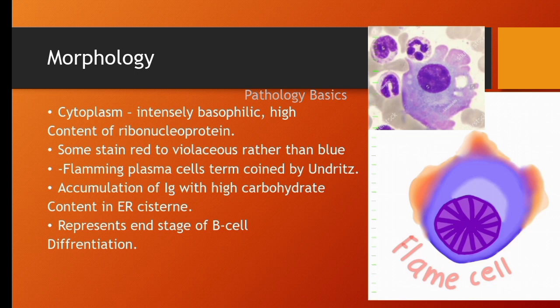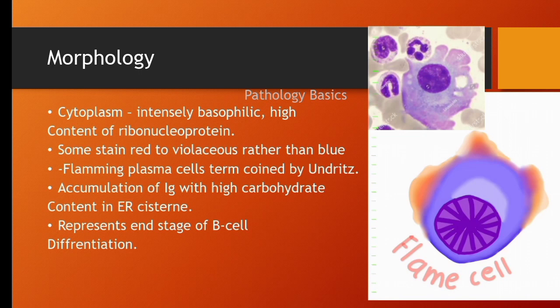Their cytoplasm is intensely basophilic. It has a high content of ribonucleoprotein and has a well-defined perinuclear halo and clearing in the Golgi area. Some of the plasma cells stain red to violaceous rather than blue. They are called flame cells. The term flaming plasma cell was coined by Unruh.